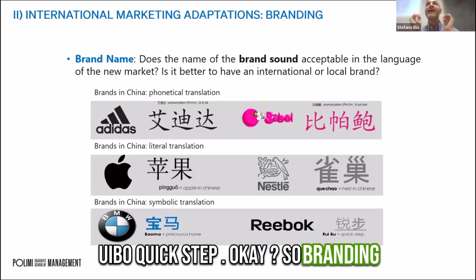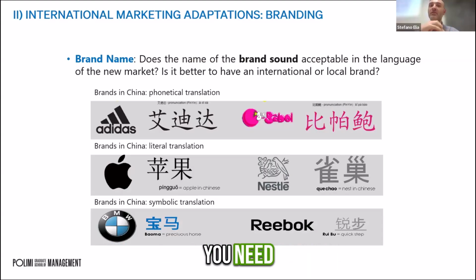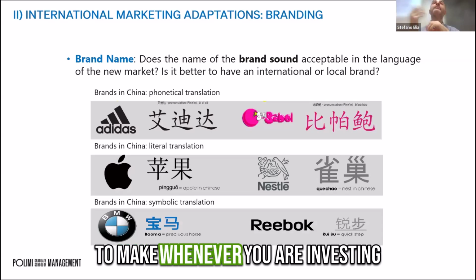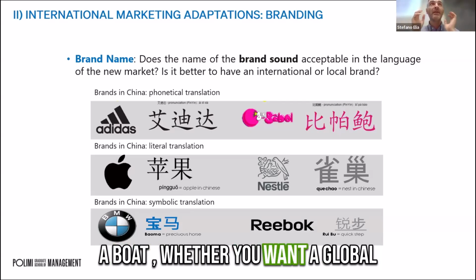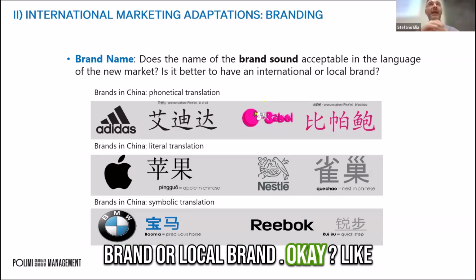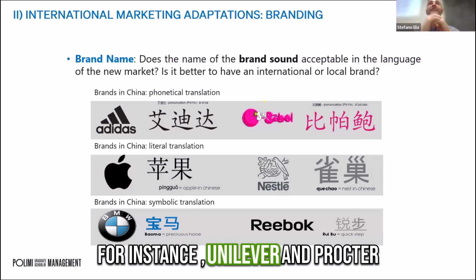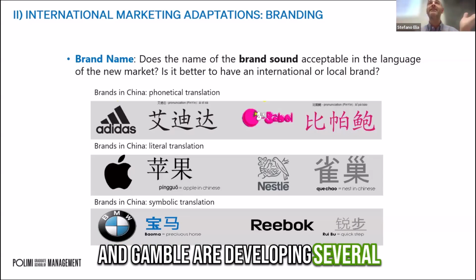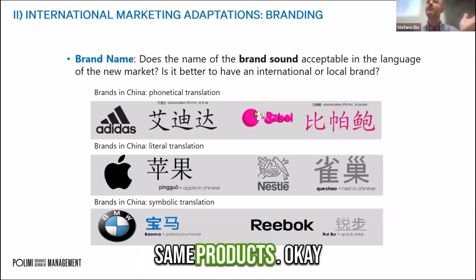So branding is another important decision that you need to make whenever you are investing abroad, whether you want a global brand or local brand. Like for instance, Unilever and Procter & Gamble are developing several different types of brands for the same products.